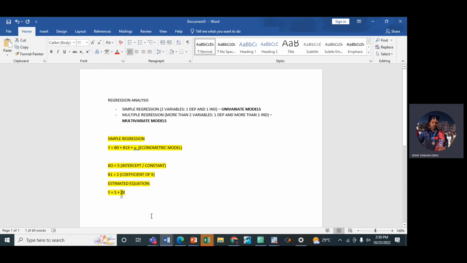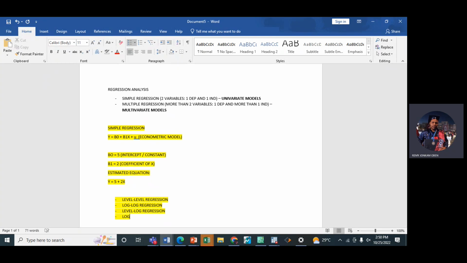But while doing this interpretation, you have to be careful. You have to check, you have to know if you are dealing with a level regression. Is it a log regression? Is it a level log regression? Or is it a log level regression?